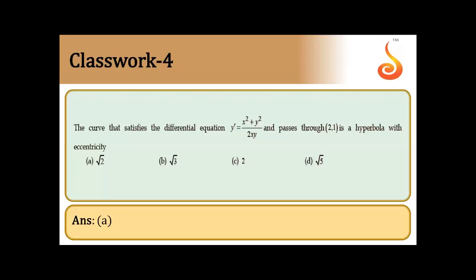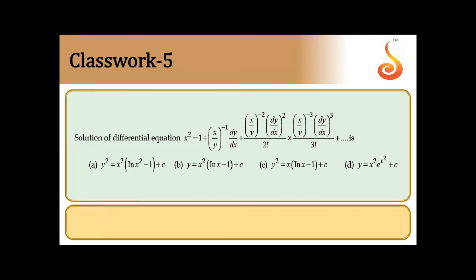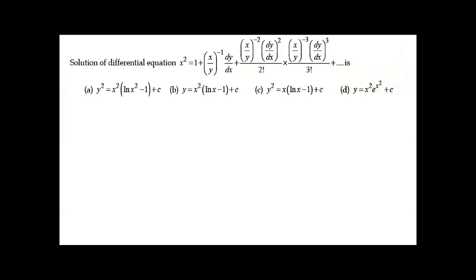Okay, fine. A equals root 2. Next question. The solution of the differential equation: x square plus 1 by x by y whole power minus 1 dy by dx. Now look at the question, it looks very long, but it's not like that. It's simple only. So looking at the question, it's not that much.